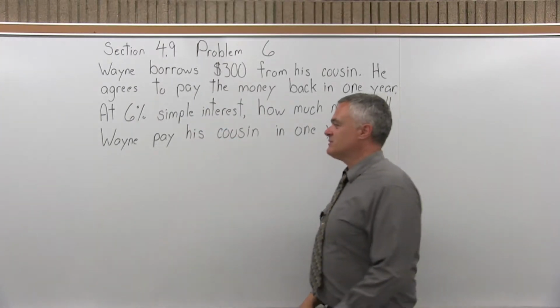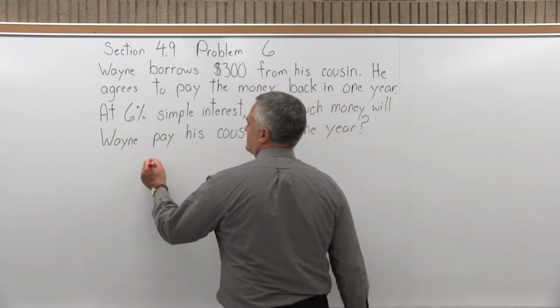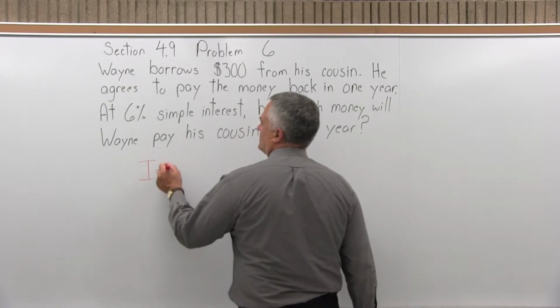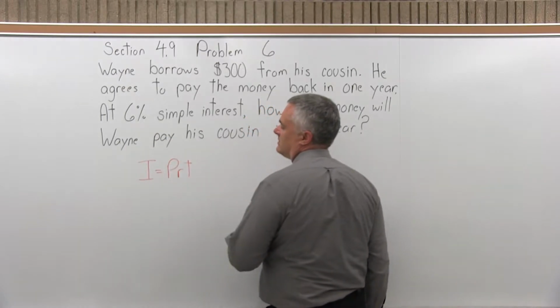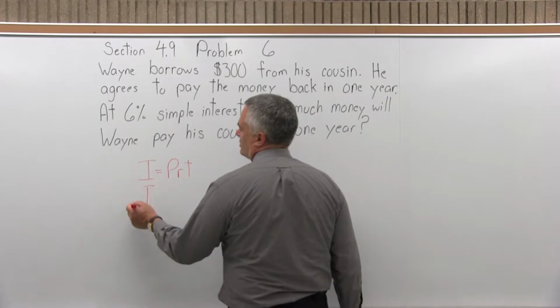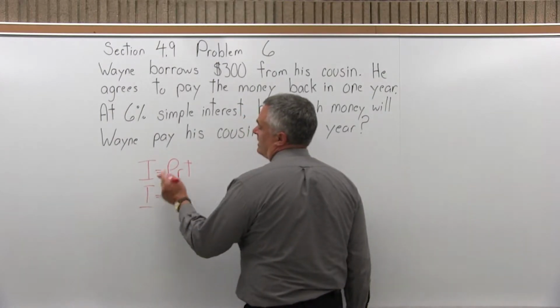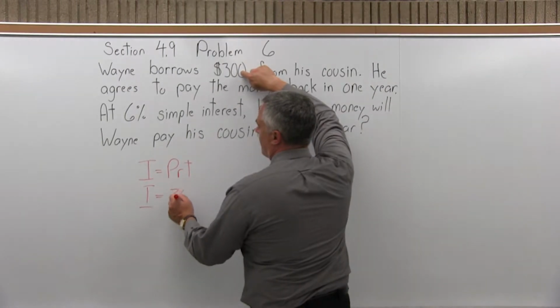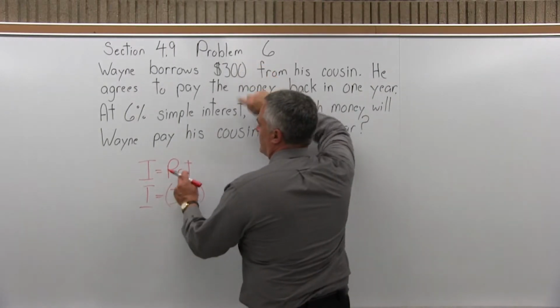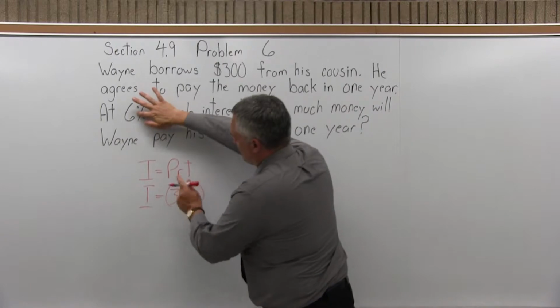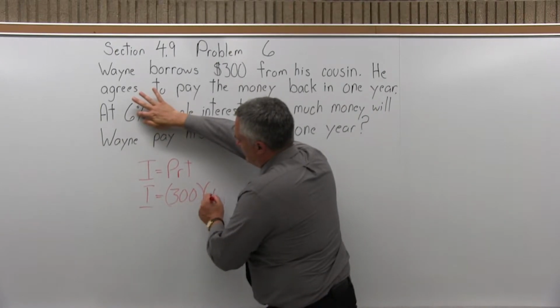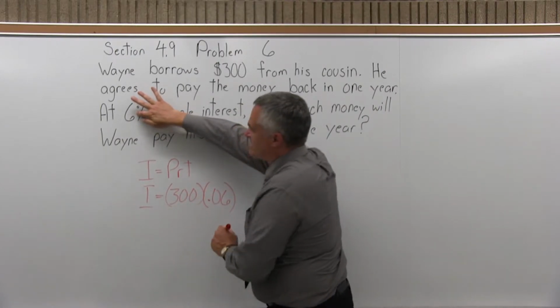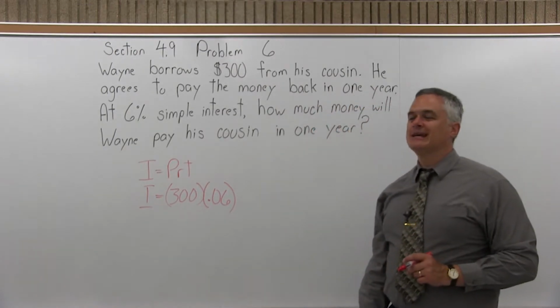So you're going to use the simple interest formula, which is I equals PRT. I is the interest earned, or in this case, the interest owed. P is the principal or initial amount, which in this case is 300. R is the rate as a decimal. So 6% doesn't go into the formula as 6. It goes in as 0.06. That's 6% as a decimal.